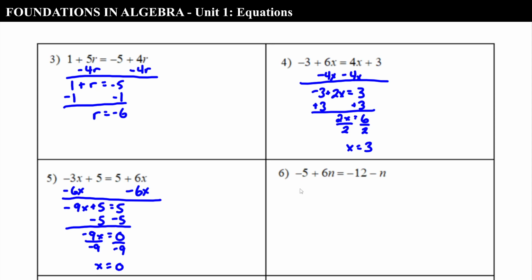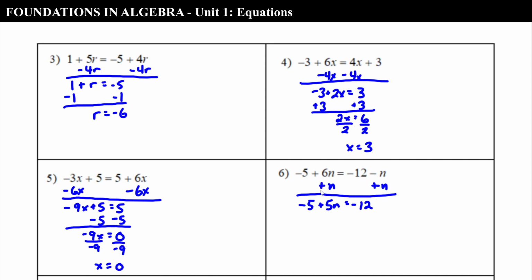For number 6, we have negative 5. So let's see, let's add n to each side. Nothing to combine, nothing to distribute. So we're just moving things from one side to the other. So negative 6 minus a negative n, 6n minus an n gives us a 5n equals negative 12.